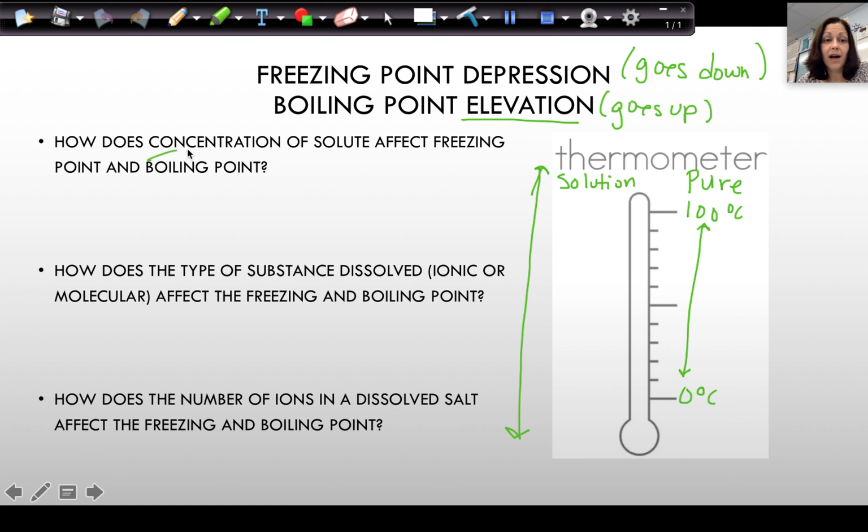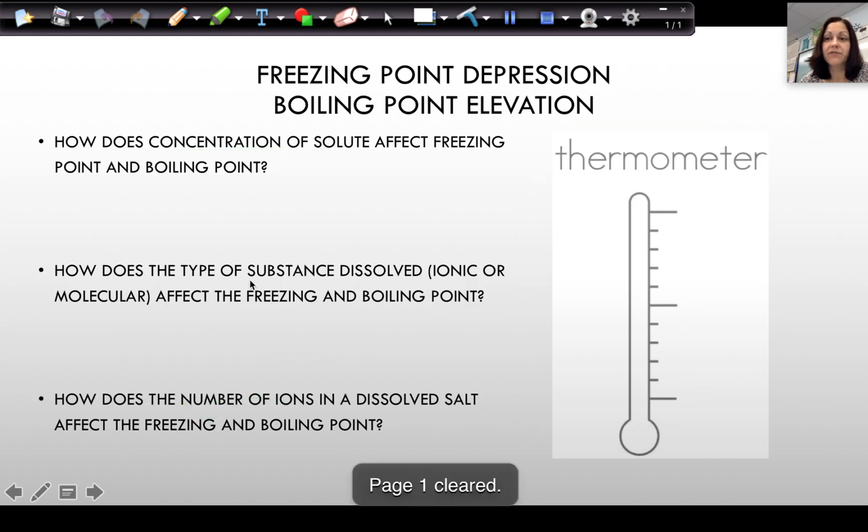The more concentrated the solution is, the more the freezing point goes down and the more the boiling point goes up. Ionic substances tend to affect boiling point more because they break up into pieces, different ions, whereas covalent substances tend to affect boiling point less. And the more ions a substance breaks up into, the more it can conceivably affect the freezing and boiling point.